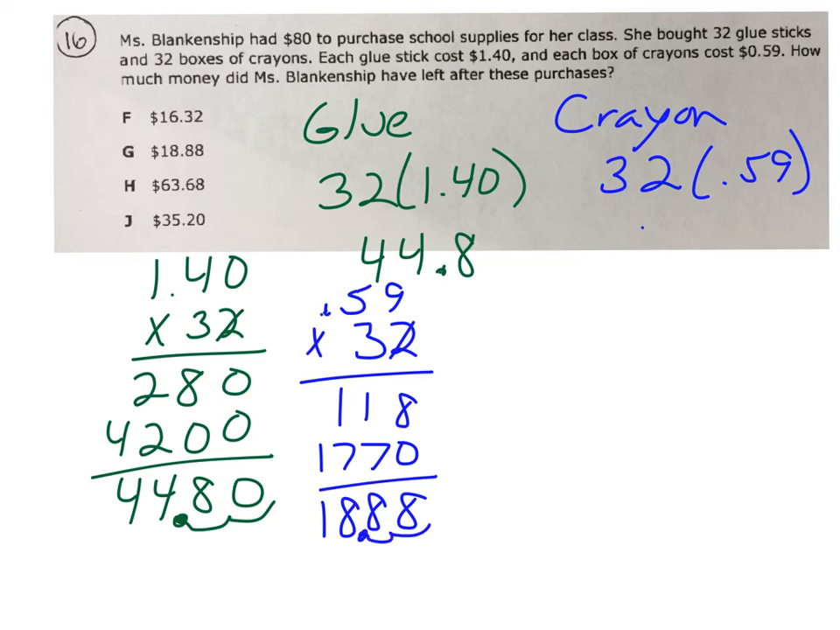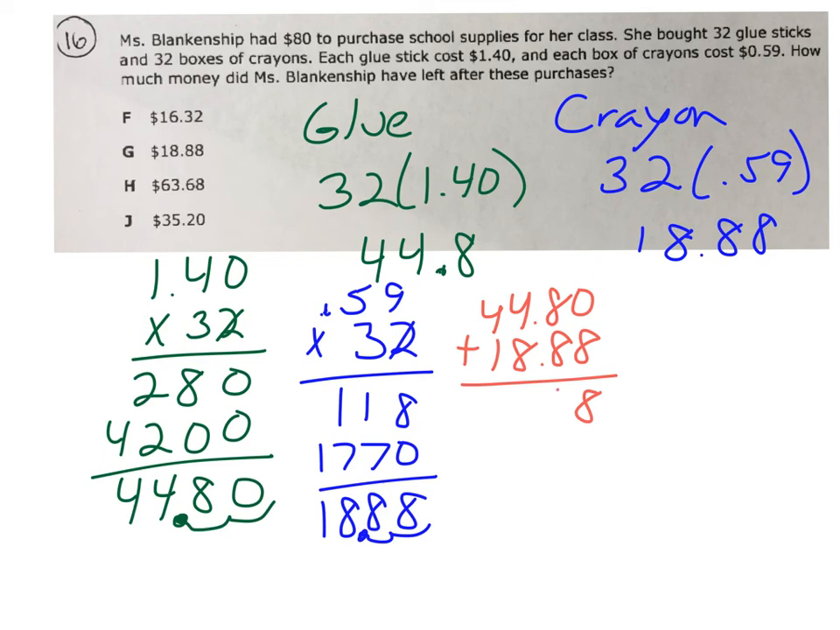So the crayons come out to $18.88. So when I add those two up, I get $44.80 plus $18.88. That comes out to $63.68. Notice that's answer H. Oh, look. They actually have the total of the crayons also.